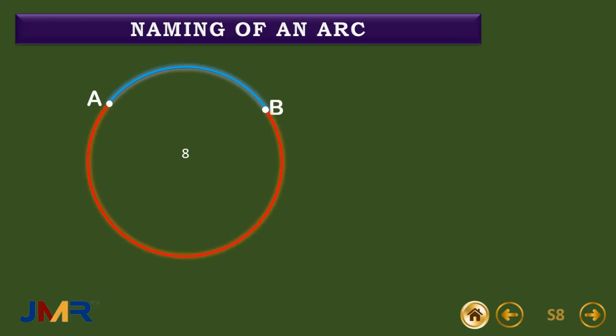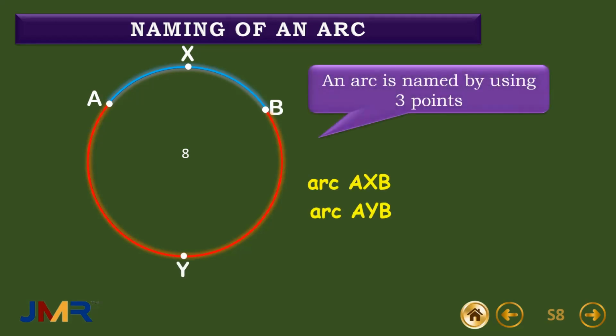But if I just call it arc AB, you will be confused whether I am speaking about the minor arc or the major arc. That's why I will take one point on the required arc and call it arc AXB. That means I am speaking about the minor arc. Arc AYB means I am speaking about the major arc. That means an arc is named by using 3 points. All of you got how to mark an arc and how to name an arc?